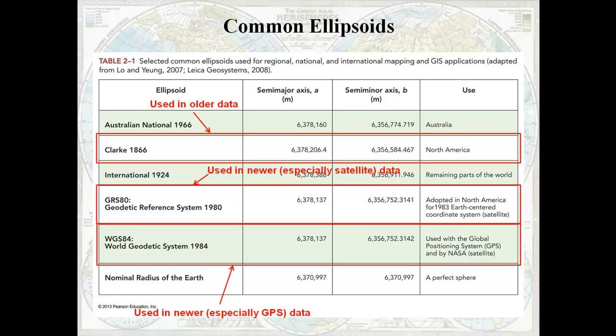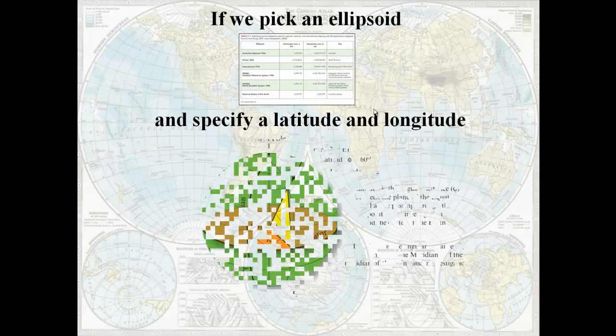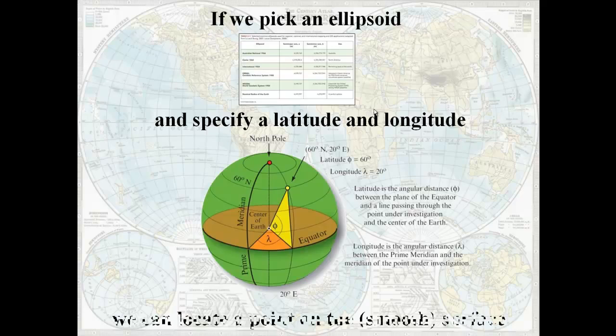So these are 3 different ellipsoids, and looking at some of these numbers here, you can see that there are small but not insignificant differences in the shape of those ellipsoids. So if you're locating something on one ellipsoid, you're going to have a different location than if you locate it on another ellipsoid. So we pick an ellipsoid, specify a latitude and a longitude. We're going to be able to locate a point on the surface of that ellipsoid.